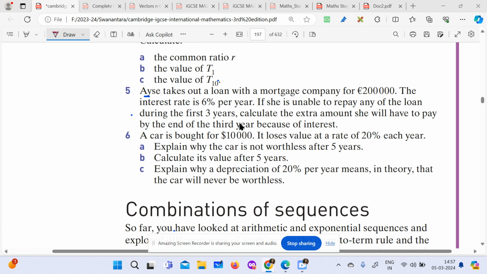Hi, Miss. Okay, so today we will study the application of exponential sequences.